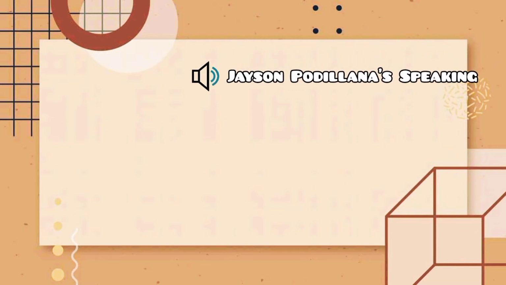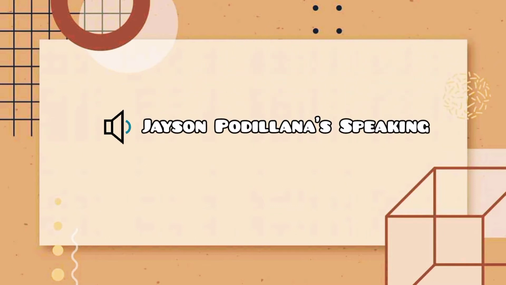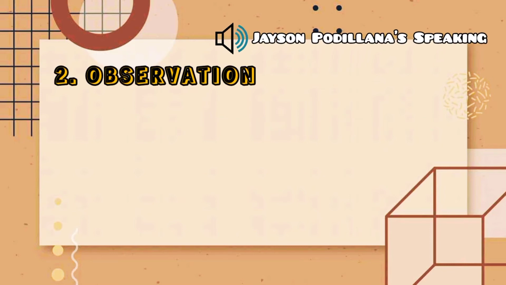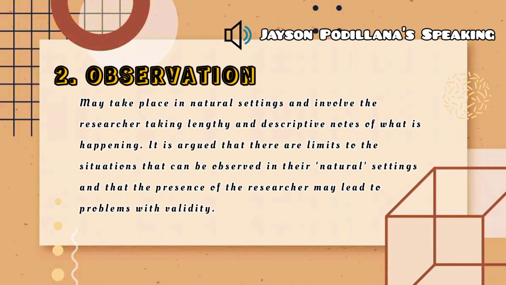Jason Podilana is the name, the fourth and last member of the reporters. Observation may take place in natural settings and involve the researcher taking lengthy and descriptive notes of what is happening. It is argued that there are limits to the situations that can be observed in their natural settings and that the presence of the researcher may lead to problems with validity.